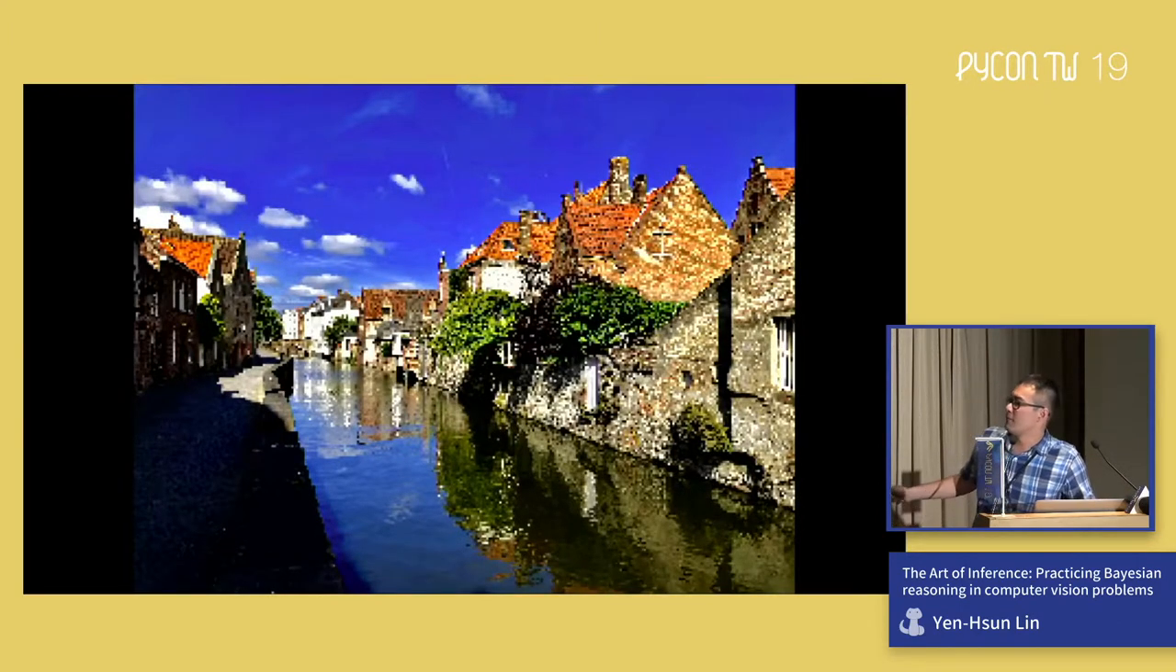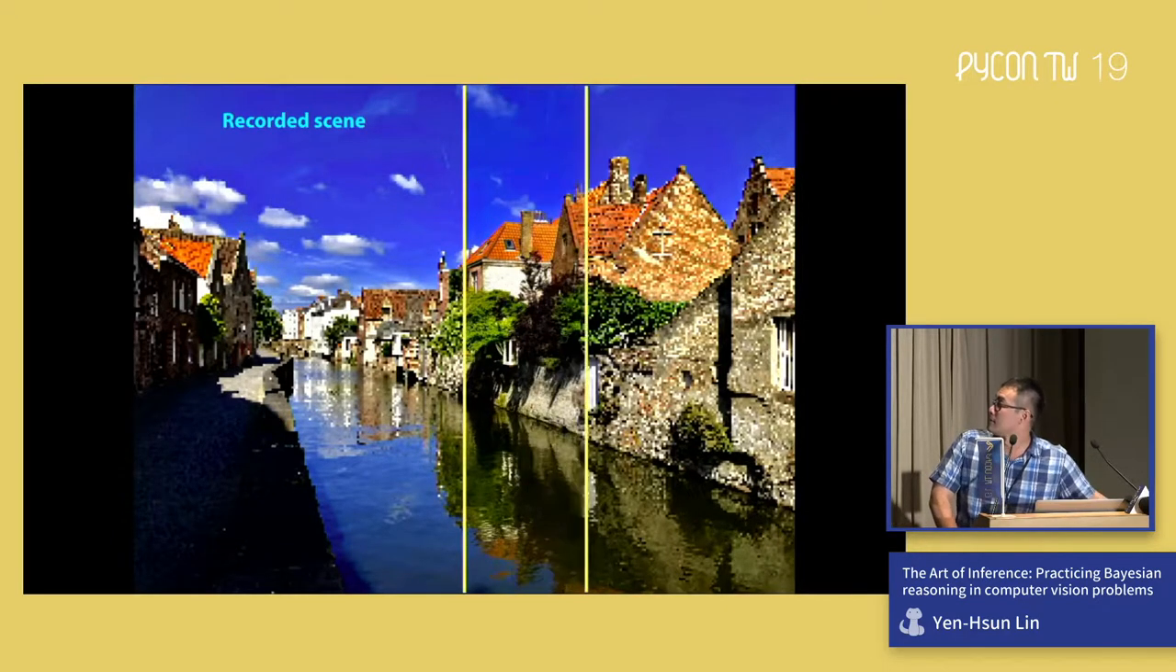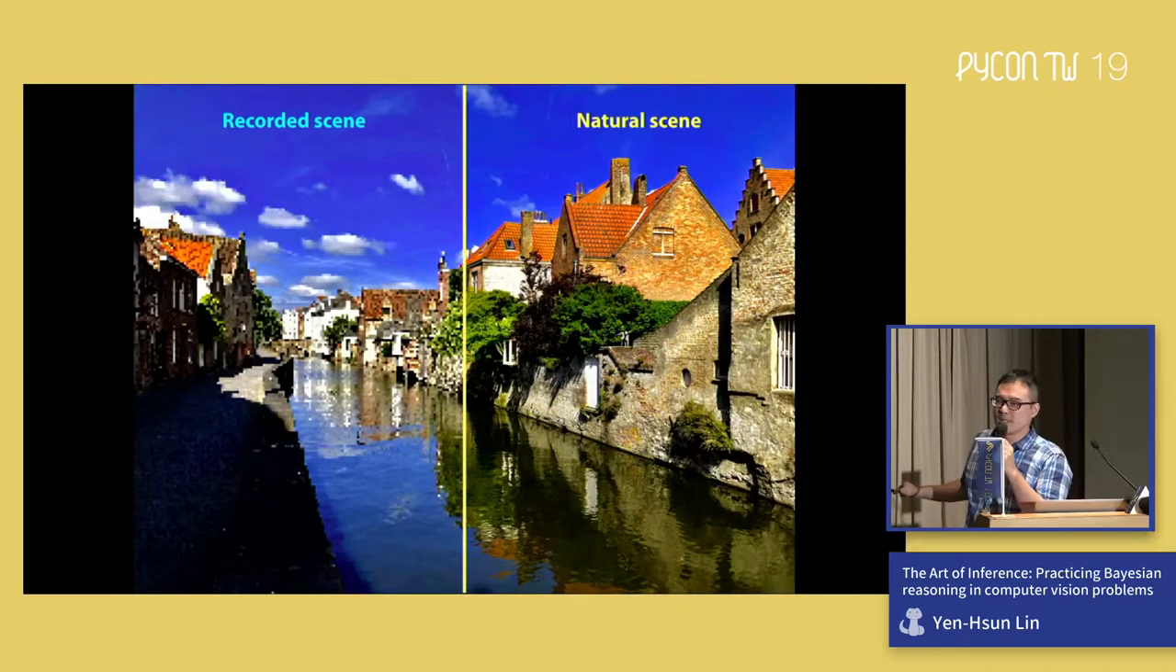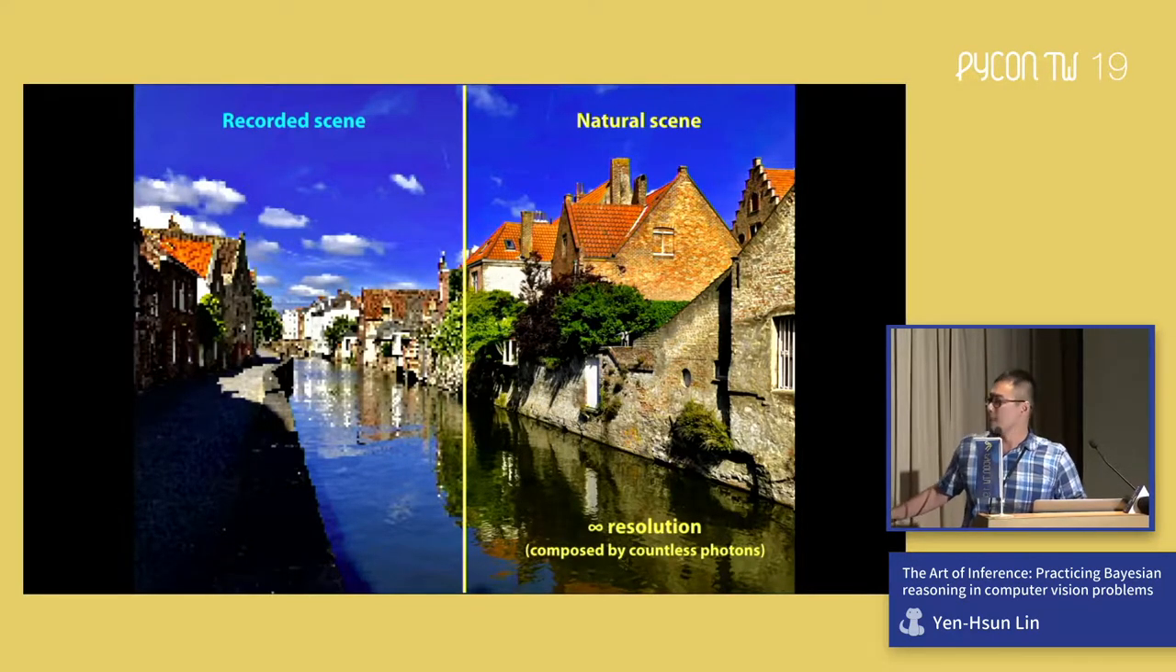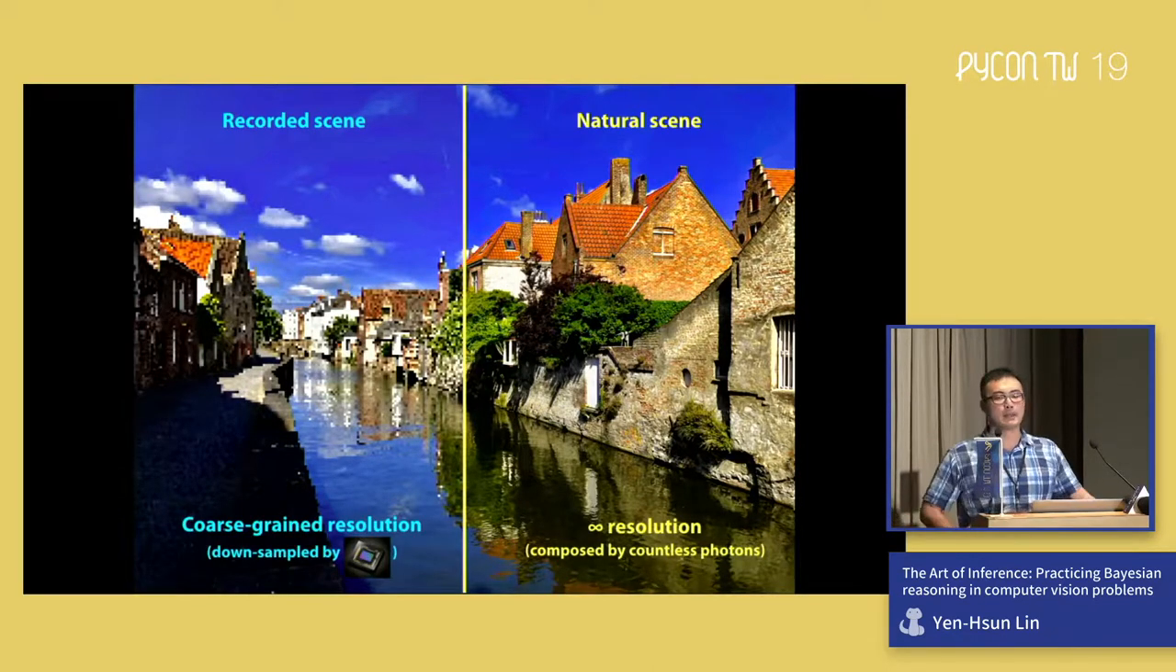So let's take a further look at the recorded digital image. You probably noticed that such a digital image is more coarse-grained compared to the natural scene. The natural scene is rich with structure and lots of sharp boundaries compared to the recorded digital image. This is because the natural scene is composed of infinite photons, so the resolution is almost infinite. However, you cannot actually record such a huge amount of information, so it must be downsampled by the camera CCD. In that case, the recorded digital image looks more coarse-grained, and you cannot zoom in without limitation. In general, there are fundamental units that compose the recorded digital image, which we call the pixel.